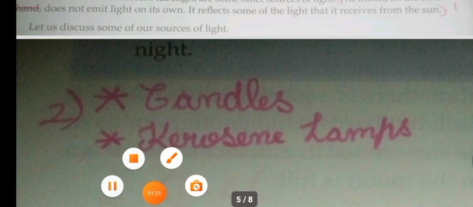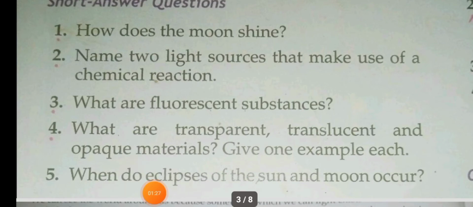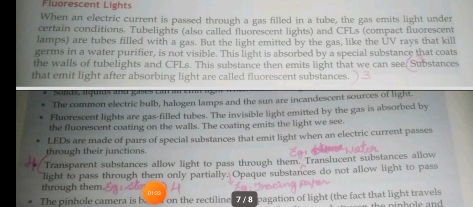Okay, children. Next question: what are fluorescent substances? For this, the answer is substances that emit light after absorbing light are called fluorescent substances.